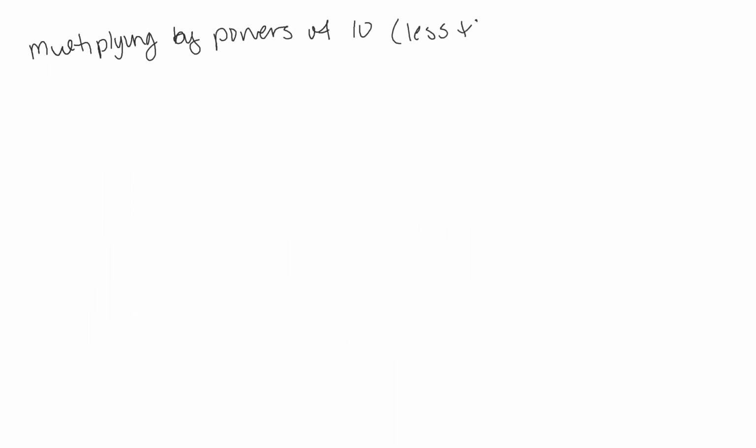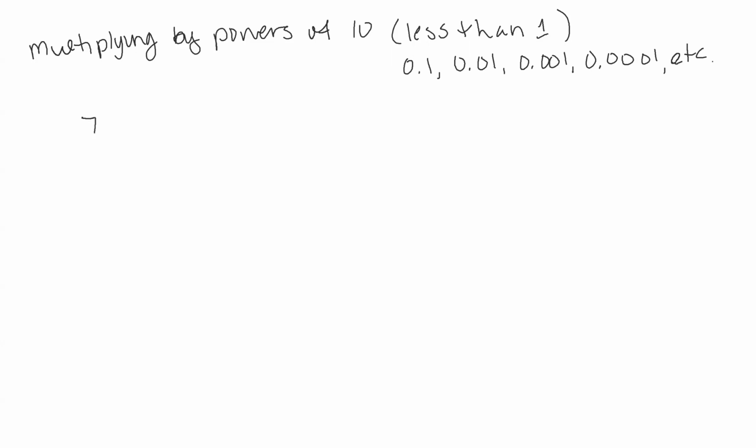Okay. What if we multiplied by powers of 10 that were less than 1? So just so you know what I'm talking about, that would be like 0.1, 0.01, 0.001, 0.0001, etc. Okay. So when you're talking about powers of 10 less than 1, they are decimals. So like I said, 0.1, 0.01, and so forth. So let's see what happens.